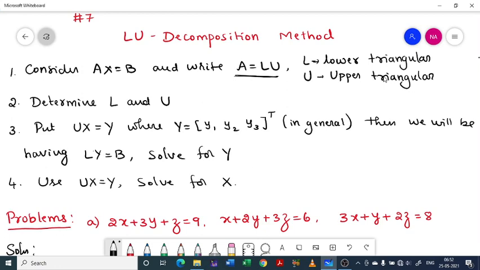So that is what you can say, how lengthy this method is. Then what is the use of having this method? Because easy methods are available, then why should we go for this LU method? And you students definitely don't go for a difficult method.